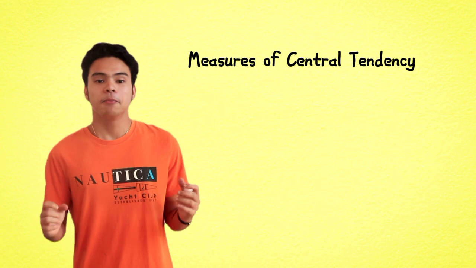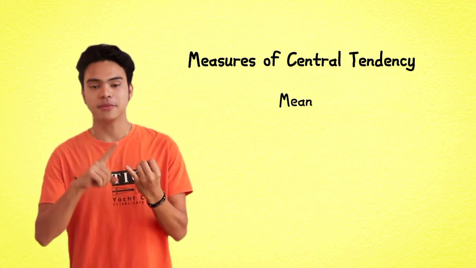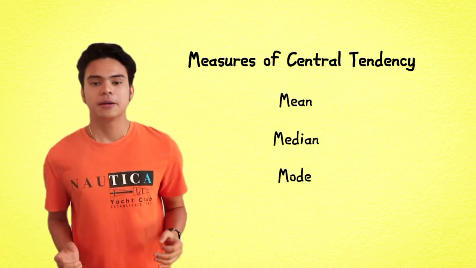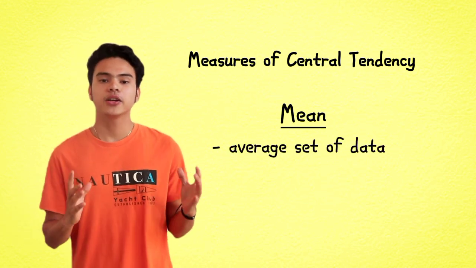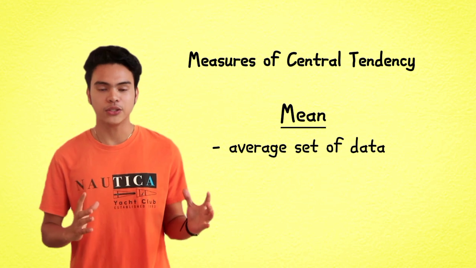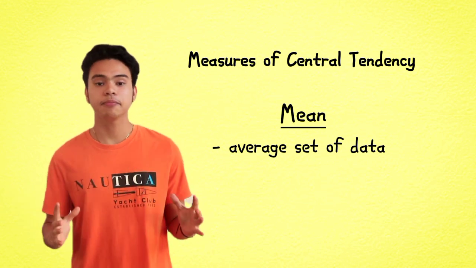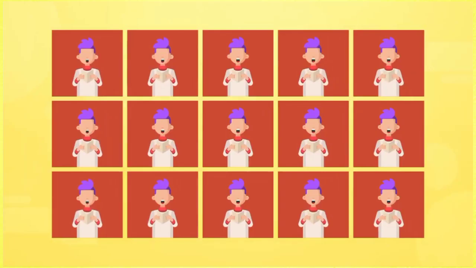So, let's move on to the measures of central tendency. Measures of central tendency has mean, median, and mode. Mean is the arithmetic average of a set of data wherein we add up all the values in a data set and divide it by the number of values.